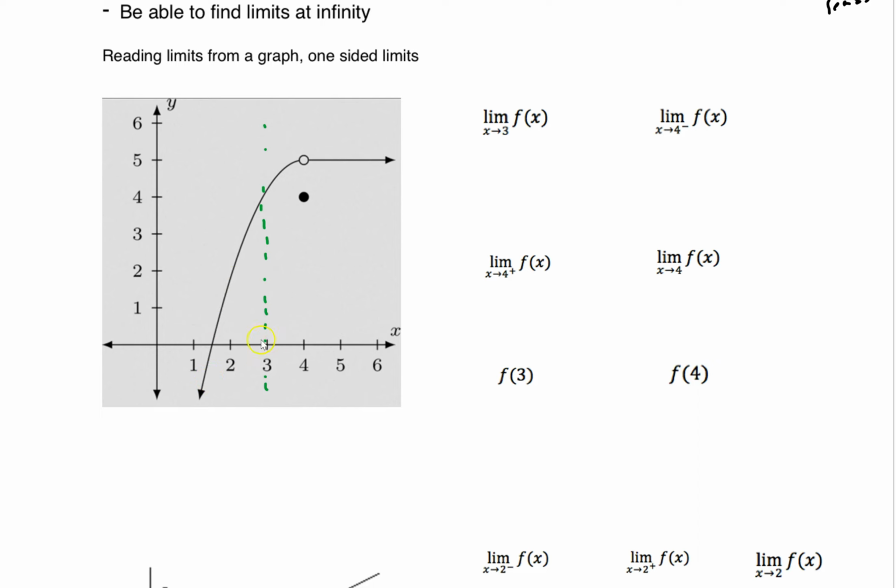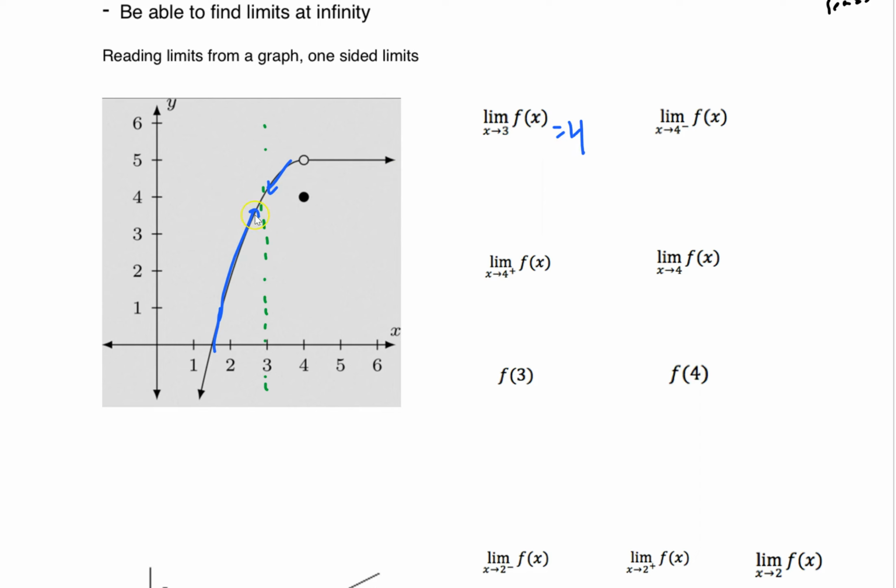Let's look at this side here first. As you get close to 3, what's your graph doing? What's your y doing? Well, as you get close to 3 from this side, your graph's going here. It's going close to 4. Now, that's from the left side. Let's look at the right side. Same idea. As you get close to 3 going like this, what's my graph doing? It's also getting close to 4. So my limit's just 4.